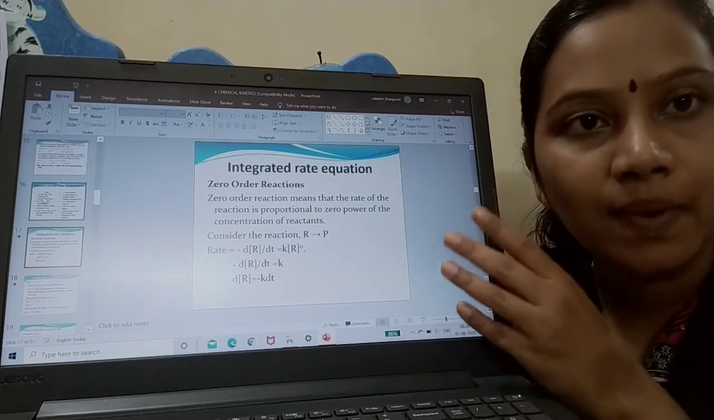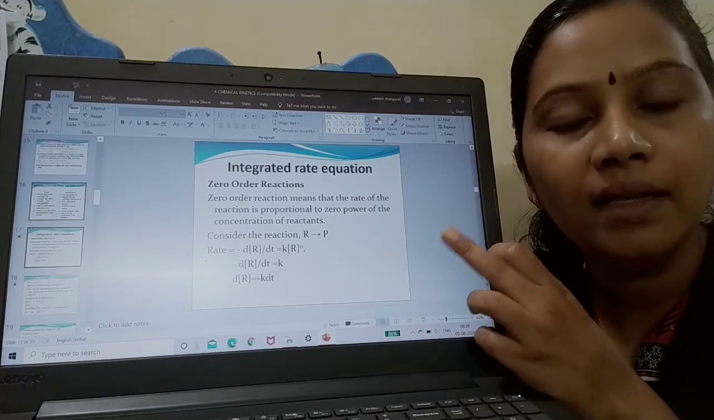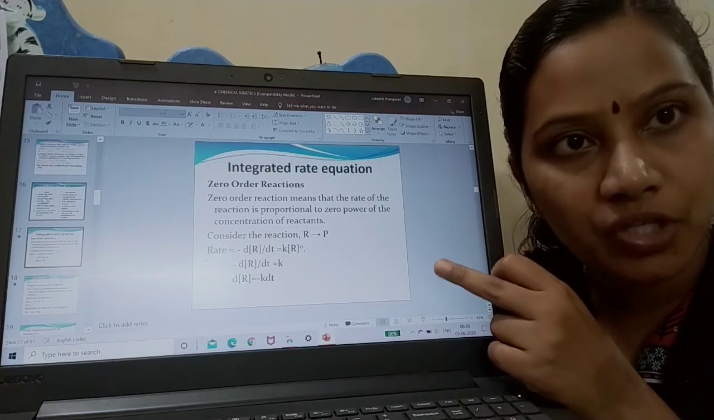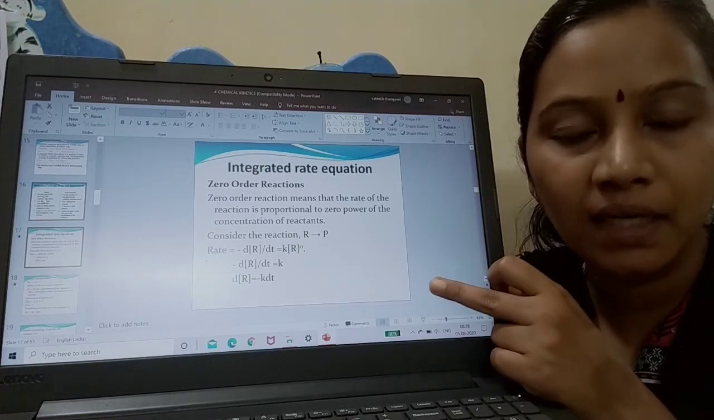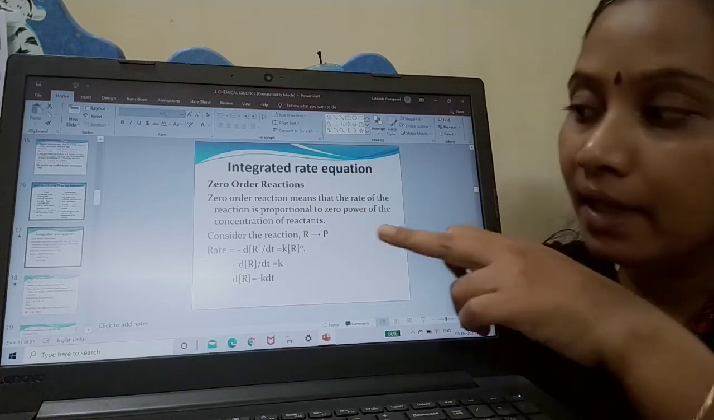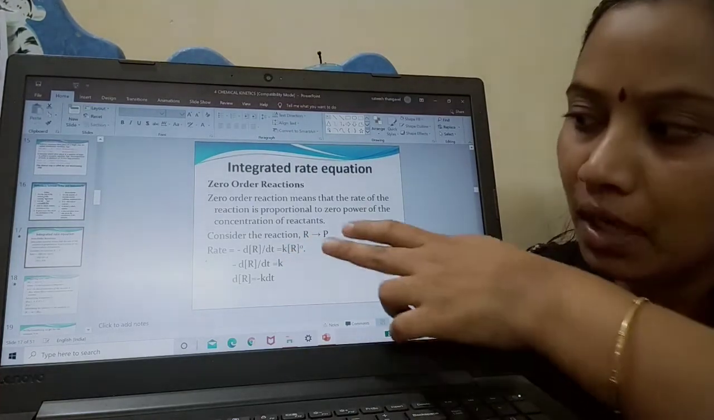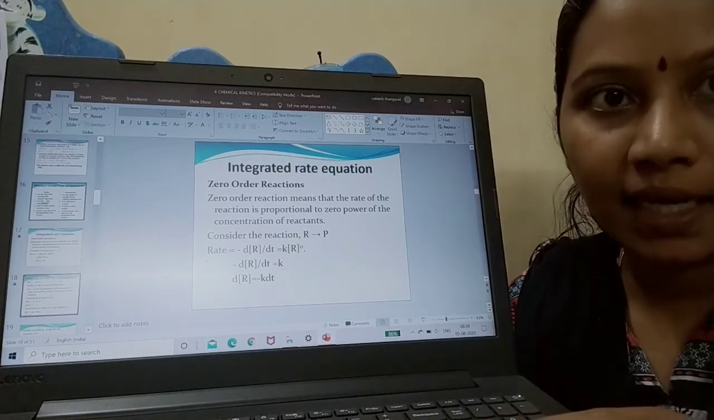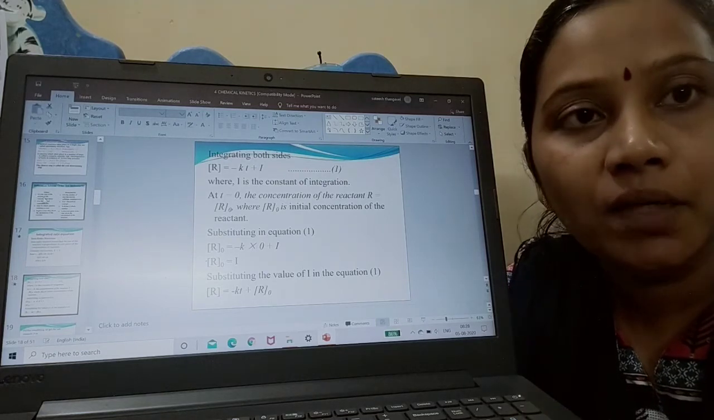So I am explaining zero order reaction. What is the reaction? Reactant R giving rise to the product P. Here the reactant's concentration is decreasing as time passes, so I represent it as minus dR/dt, and it is K into R⁰, indicating the zero order reaction. How have I rearranged it? dR is equal to minus K into dt. Now I am going to integrate both the sides.